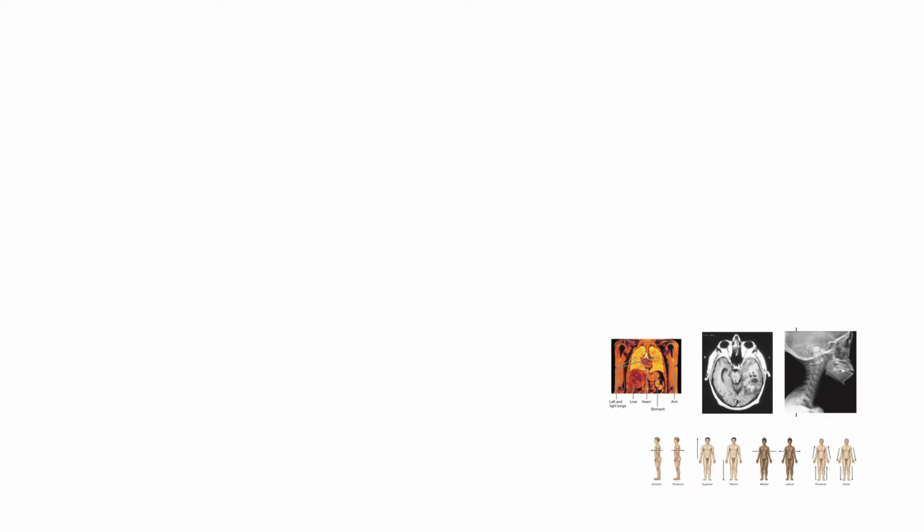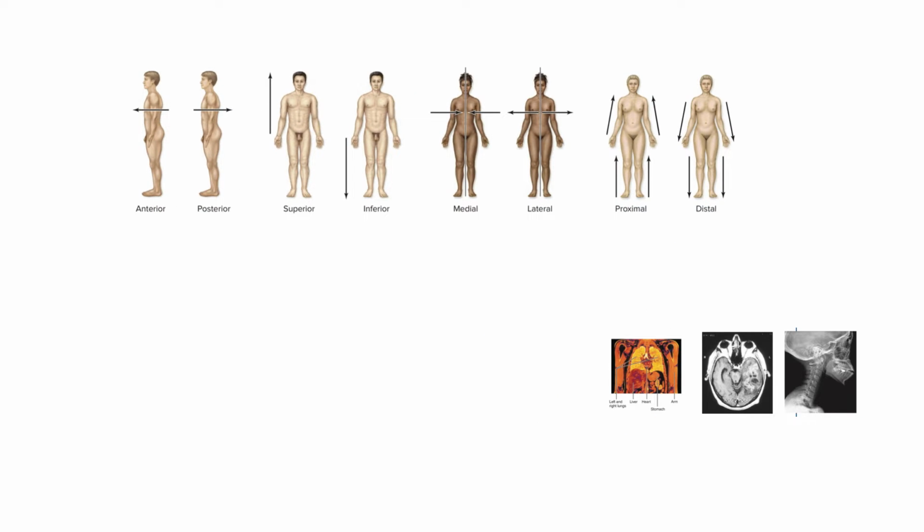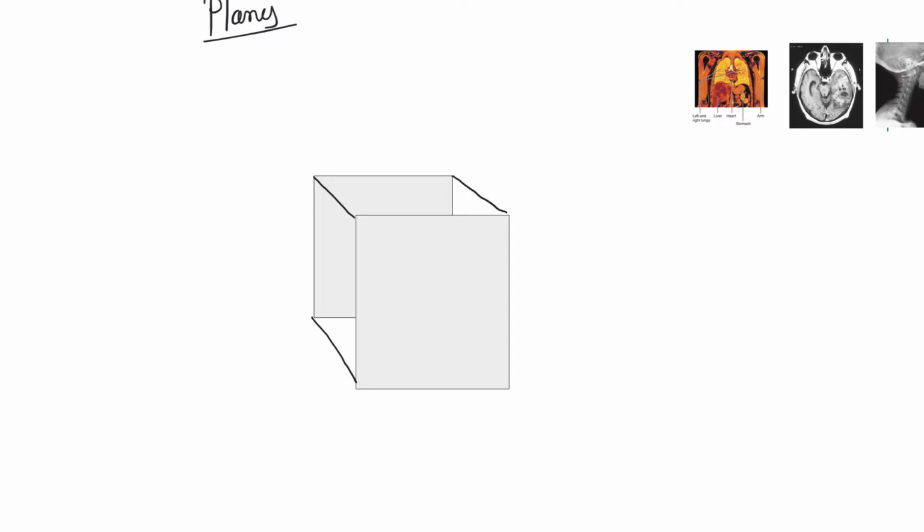So what we will be doing is we are going to understand the basic ways by which you can observe the human body. These basic perspectives or ways are called planes. Now in front of you is a box.